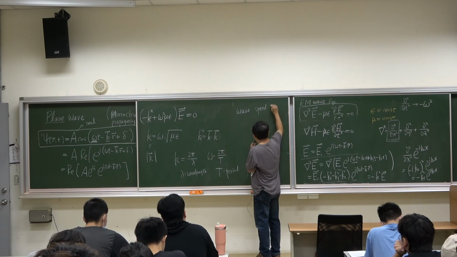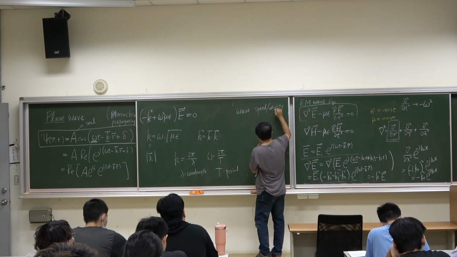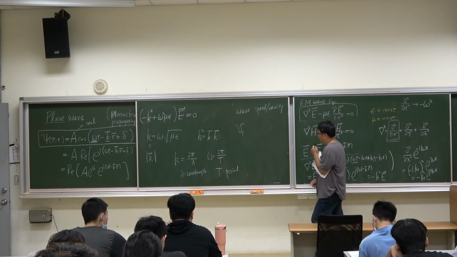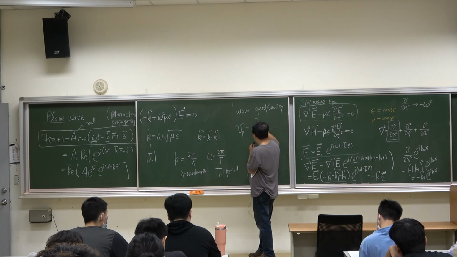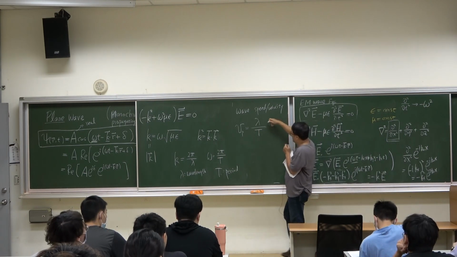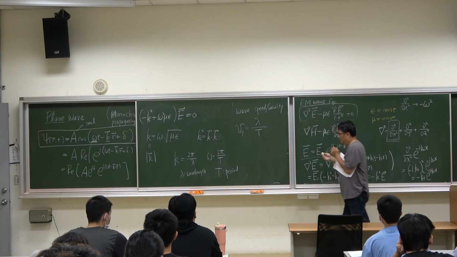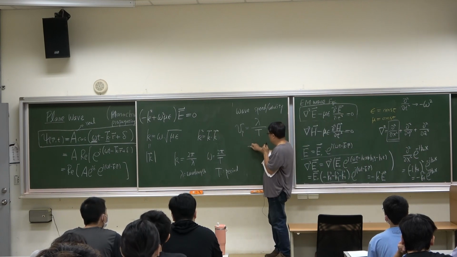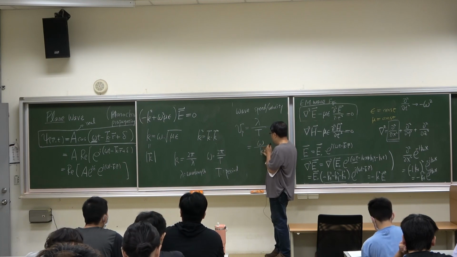So the wave speed, or wave velocity, I denote it as Vp. P means phase velocity, which is equal to lambda over T. One wavelength corresponds to one period. The wave propagates one wavelength in one period. So this can be written as omega over k.